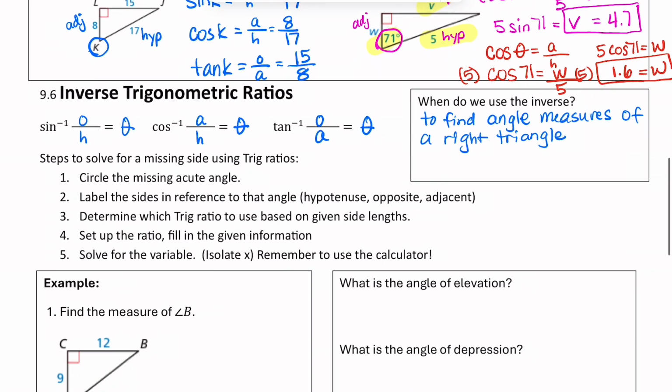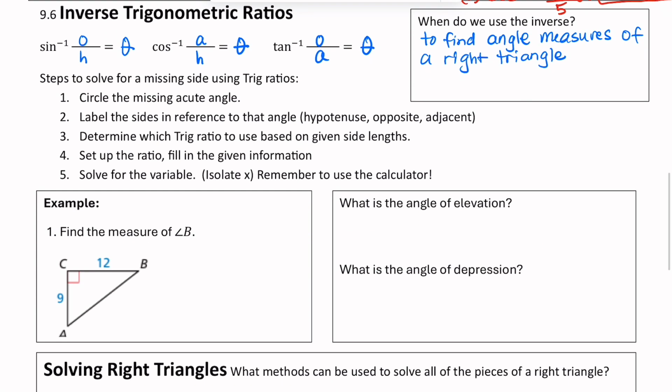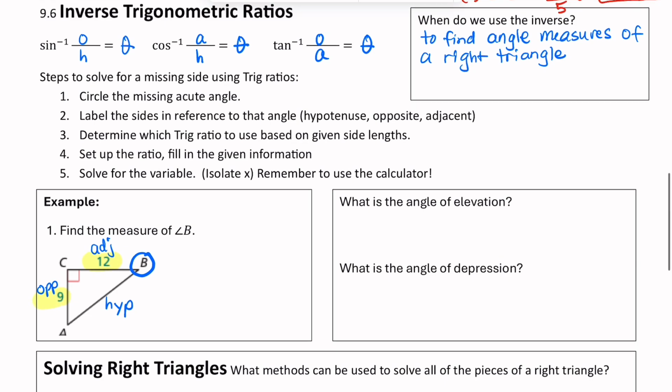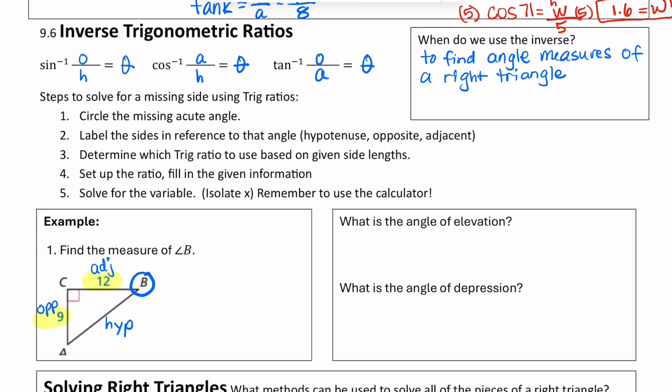So we are going to follow some of the same steps to find that missing angle. Down here in example 1, it wants us to find the measure of angle B. So that's what I'm going to circle, and then I'm going to label the triangle accordingly. So I have hypotenuse, 9 is going to be opposite, and 12 is going to be adjacent. Which 2 sides are we given? We're given adjacent and opposite. So we're going to look at which one of these functions has opposite and adjacent in it.